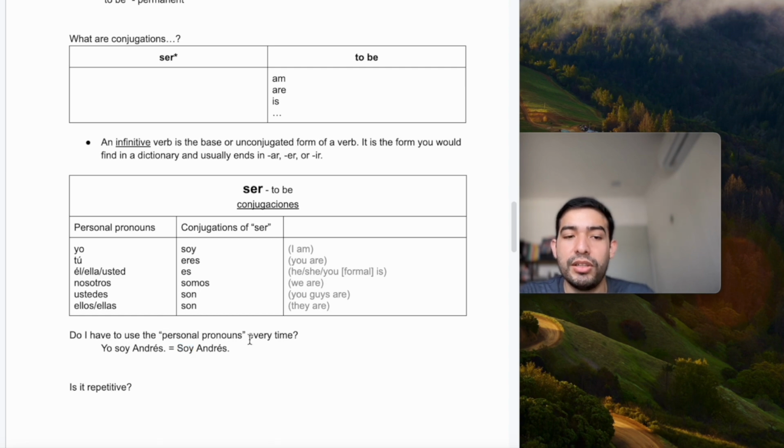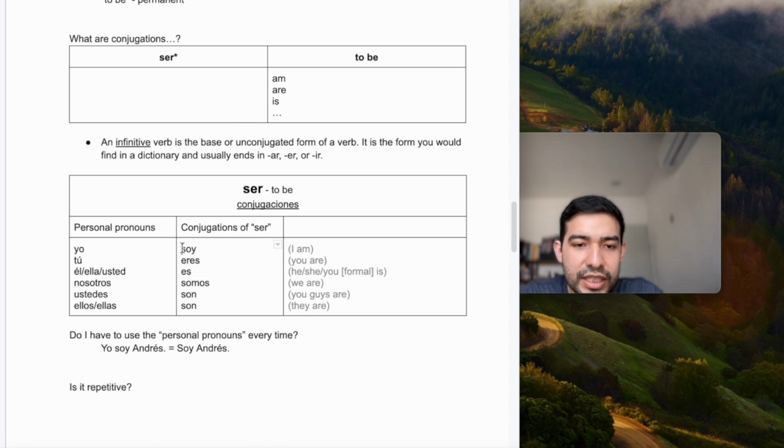Now, you as a learner, you can try to use both, but just be aware that native speakers and more advanced learners will drop this very often, right? So that means that you need to get comfortable by knowing who someone else is talking about just by looking at the conjugation, right? So when someone says, soy Andrés, you should know, okay, he is saying, I am Andrés, right? Now, why does this happen?